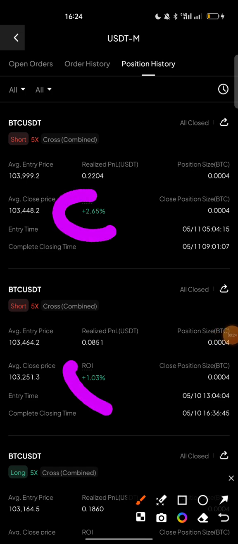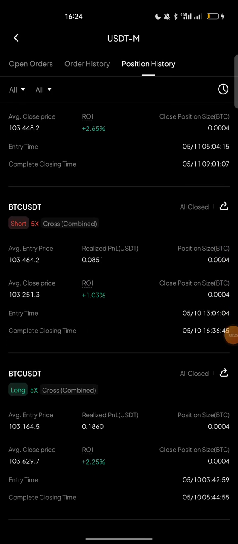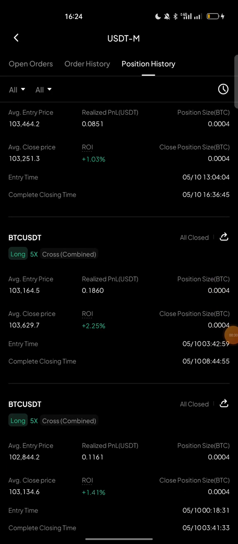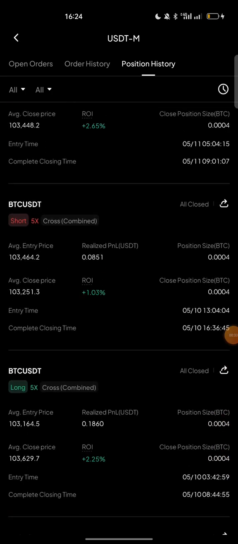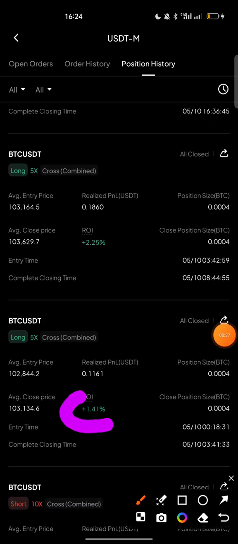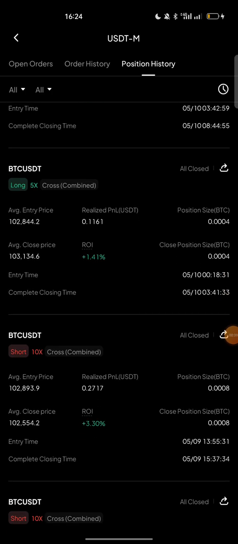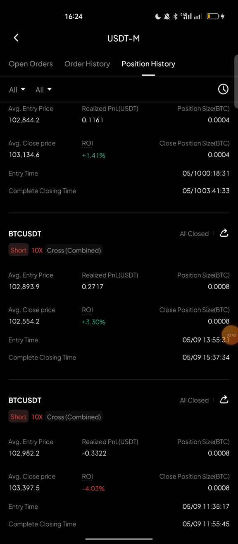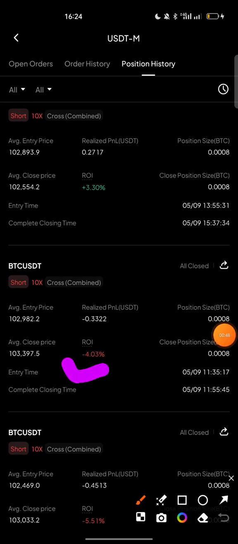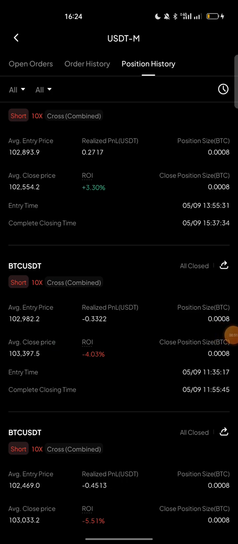2%, 1%, which is 3.5%. You can see 2.5%. That's about 10%. You can see this one, that's about 12%. You can see this one, that's about 15 to 16%. Then a 4% loss. Now we are drawn back 4%, from 16 to 12%. It's still profitable.